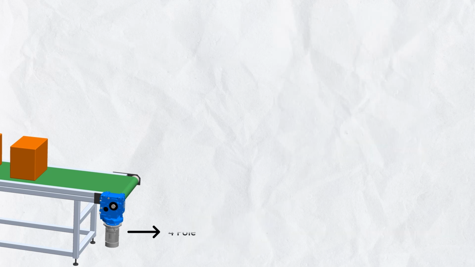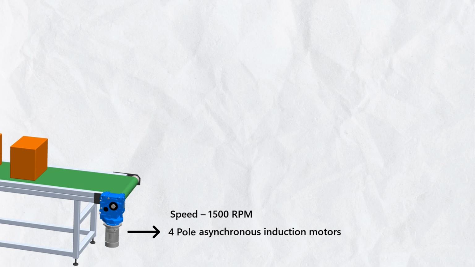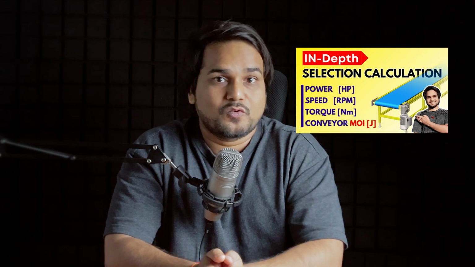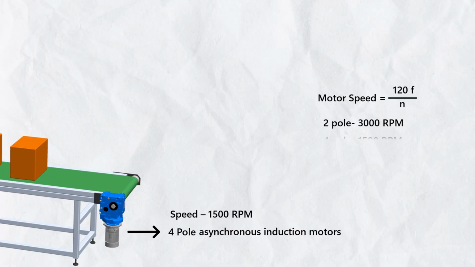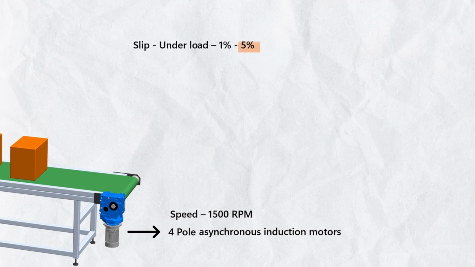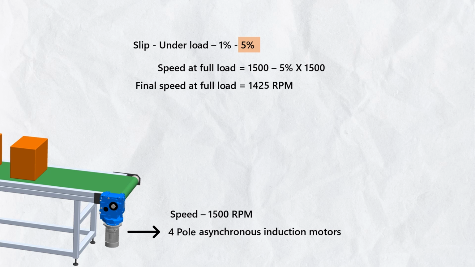Now let's consider a 4-pole induction motor operating at 50 Hz for this conveyor. So the synchronous speed of a 4-pole motor would be 1500 RPM. I have already explained the synchronous speed of a motor in this video. For 2-pole, speed would be 3000 RPM. For 4-pole, speed would be 1500 RPM. So if we want optimum motor sizing, we can consider a slip of 5% at full load. So the speed of the motor at full load would be 1500 minus 5% of 1500, which is 1425 RPM.